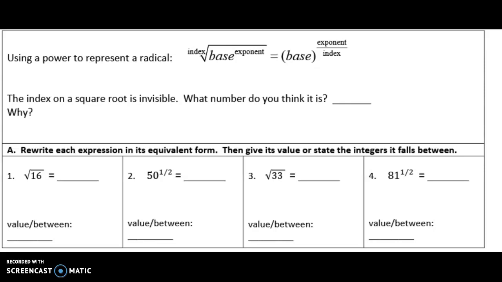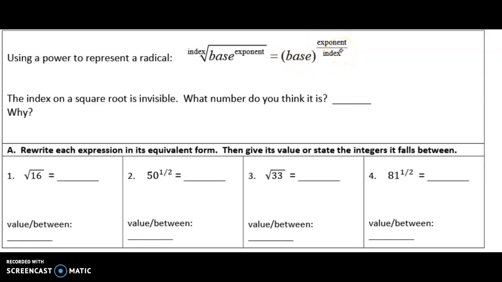So you have a little bit of knowledge about that already, and we're just going to take square roots and make them into an equivalent form. That is a simplified form. So the first thing you need to know is that this is called the index, right in front of the square root, or the root. And then this is the exponent. Here is the base.